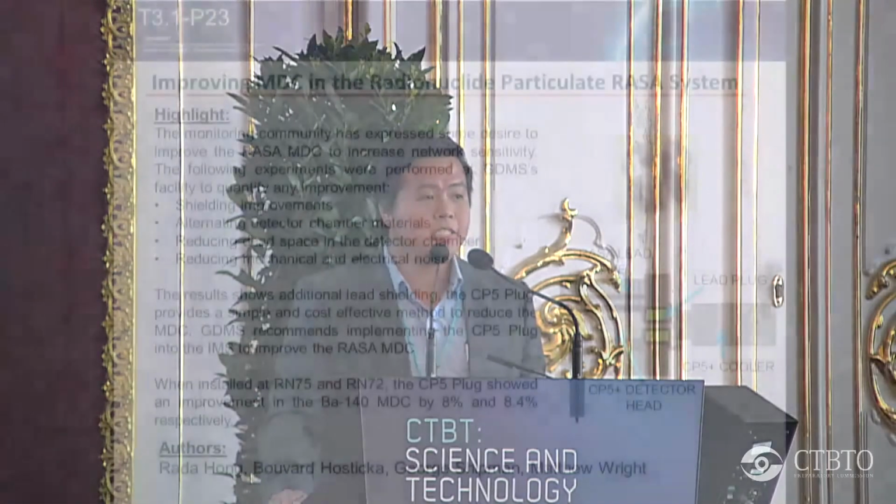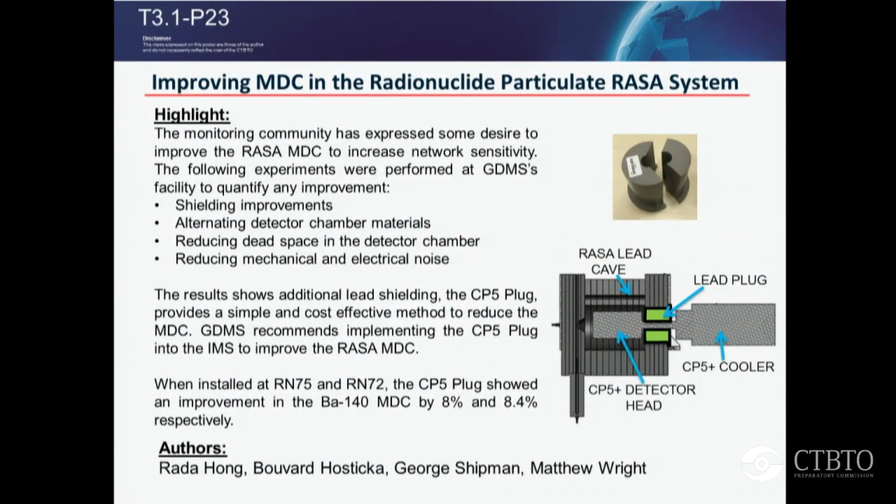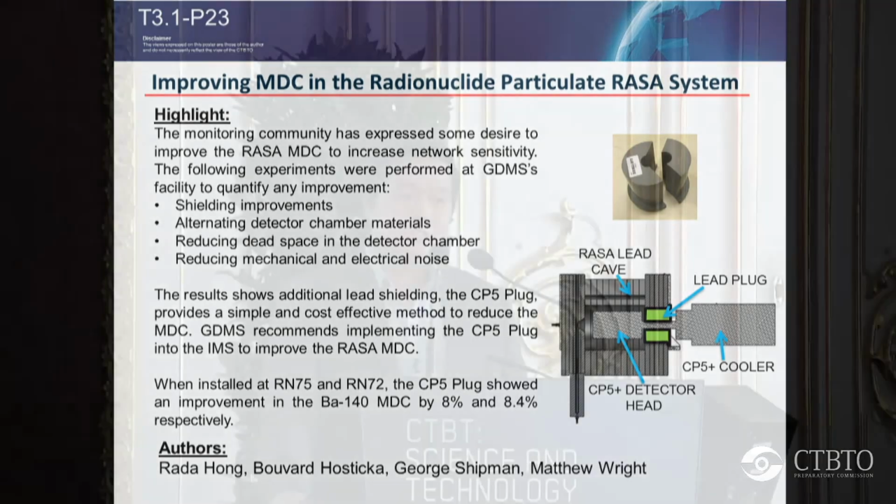Good afternoon. My name is Radha Hong. I work with General Dynamic Mission System, and my poster is about trying to improve the MDC within the RASA system. There were several experiments that we ran at our facility to try to improve the MDC, and one of the things that we found is that the best, simple, and cost effective way of installing is pretty much the LED plug behind the CP5 plug. We installed two of the plugs in two of our sites right now, and we show about 8% improvement in our system. Thank you very much.